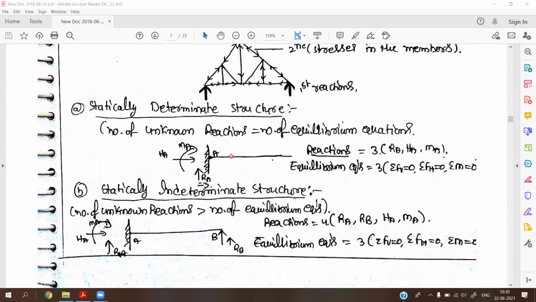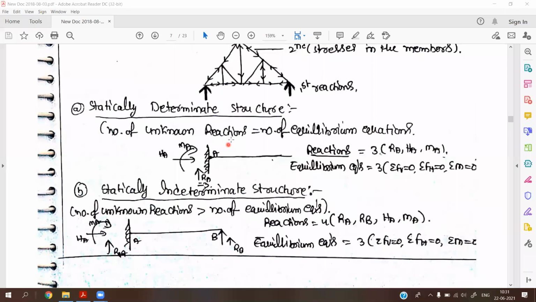Next, whether a structure is said to be a determinate structure or an indeterminate structure depends upon the reactions and equilibrium equations.